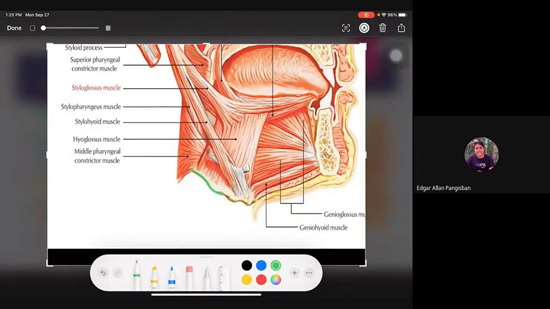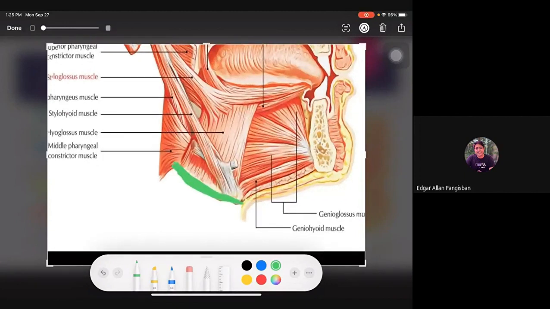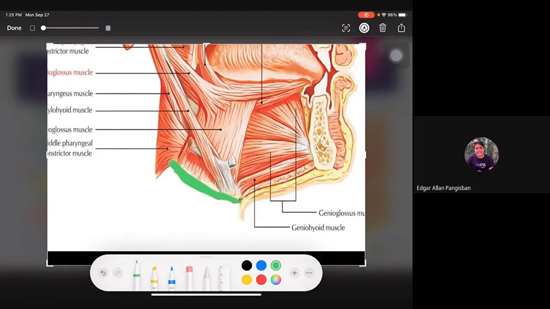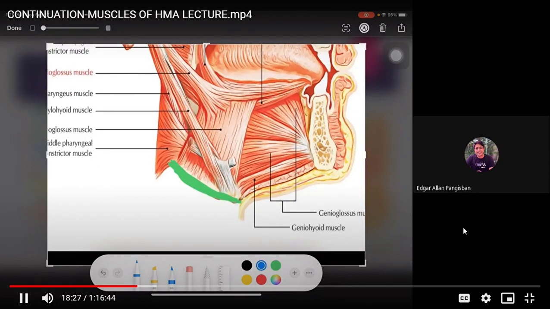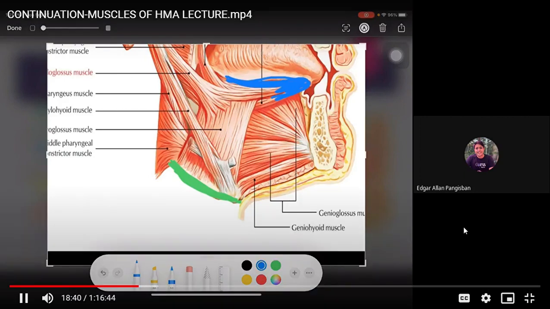Okay, ito po. And it is inserted, sabi dun, in the ventral parts or in the underside of the tongue. Ventral part ng tongue natin. Ito yung ventral part. Dun, smooth portion of your tongue. Okay, this is the sinatakpan ng muscles, ano, pero underneath the tongue is the ventral surface. Okay, so yun po ang kanyang insertion.